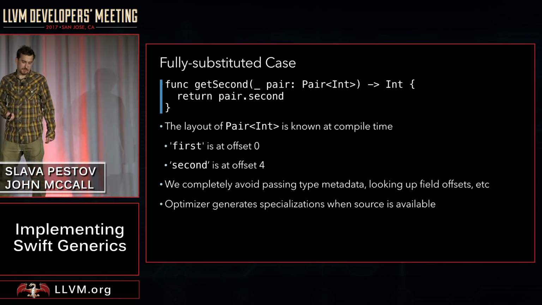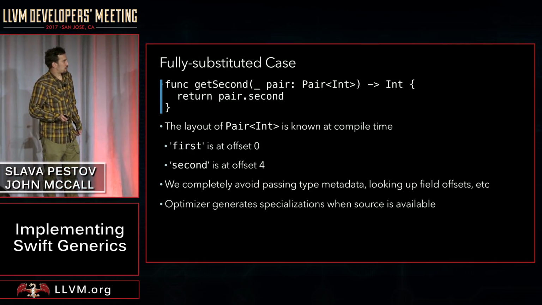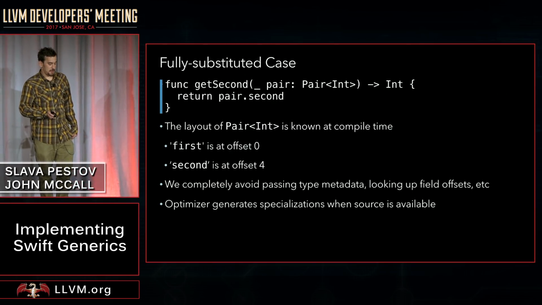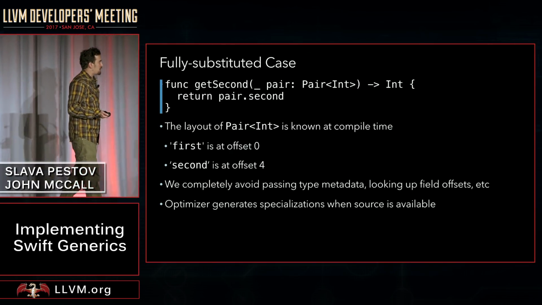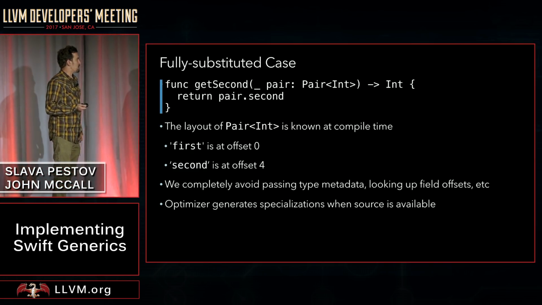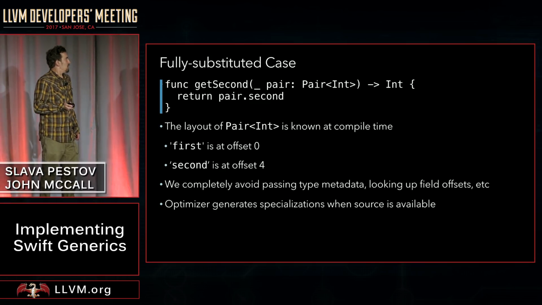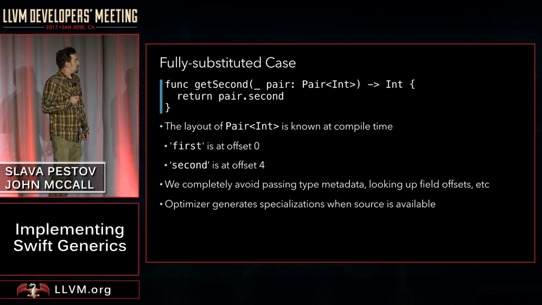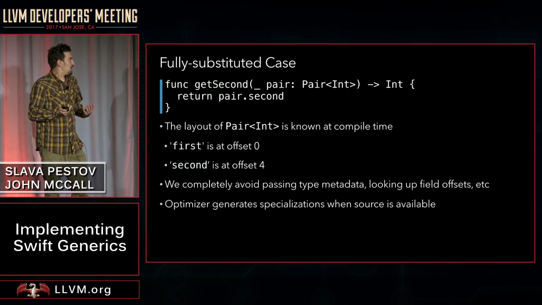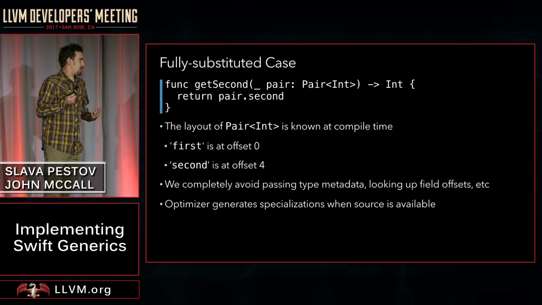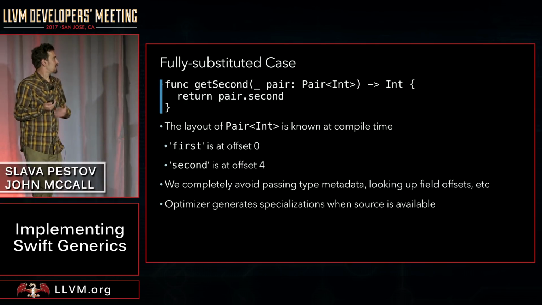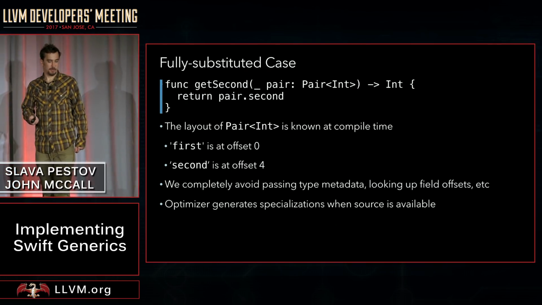Okay, and let's look at this example. So this is the same function as before, except it only operates on pairs of integers and not pairs of T. And here, the layout of a pair of ints is fully determined at compile time. We know the field offsets. We don't have to instantiate type metadata. And so it's important that the compiler and the runtime agree on the layout of types. And this is how the optimizer is able to generate specializations. Like here, I wrote it by hand, but in general, the compiler can do it for you when the source is available.